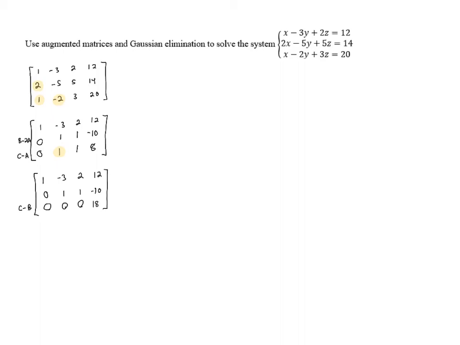And at this point, you may have noticed something interesting here. We've got 0, 0, 0, 18. If we rewrite this as an equation, the left-hand side is 0x plus 0y plus 0z, which is just 0. And so we end up with 0 equals 18. We know that this is a false equation. And so what that means is that the original system of equations has no solution.